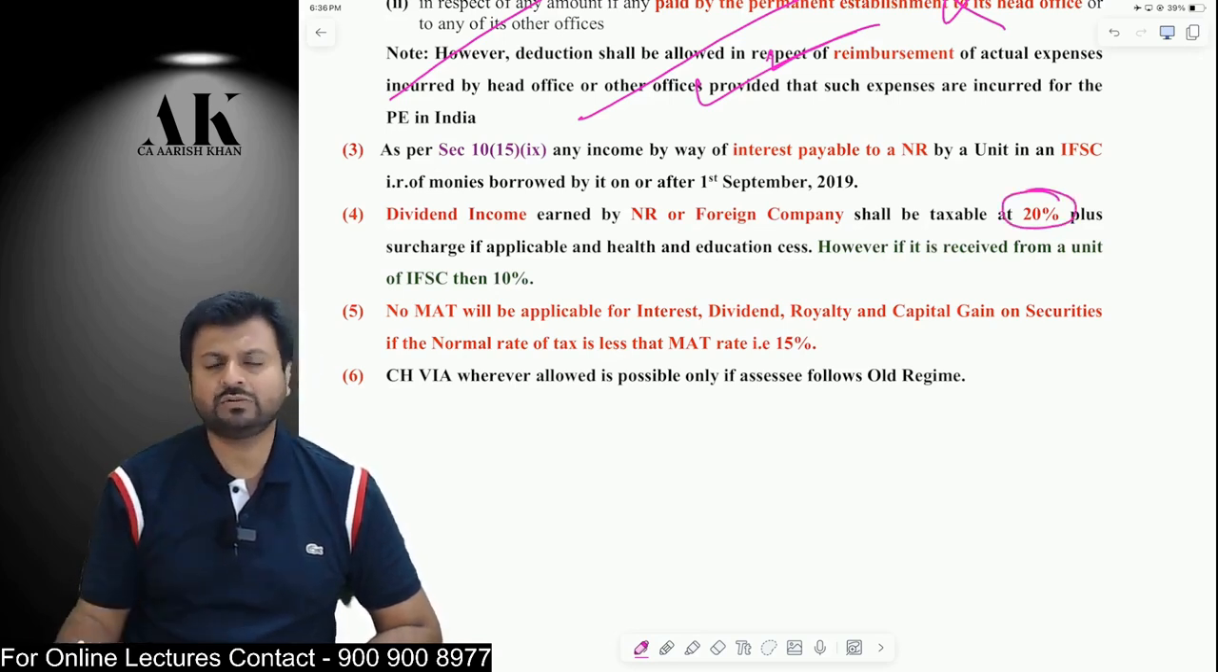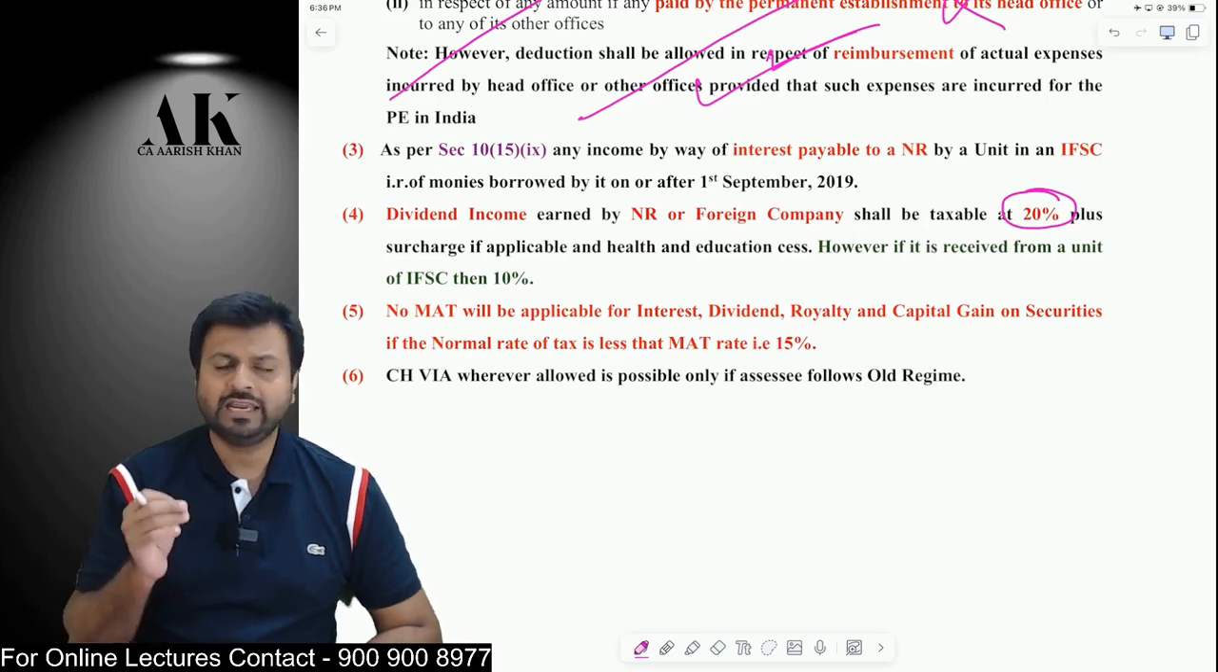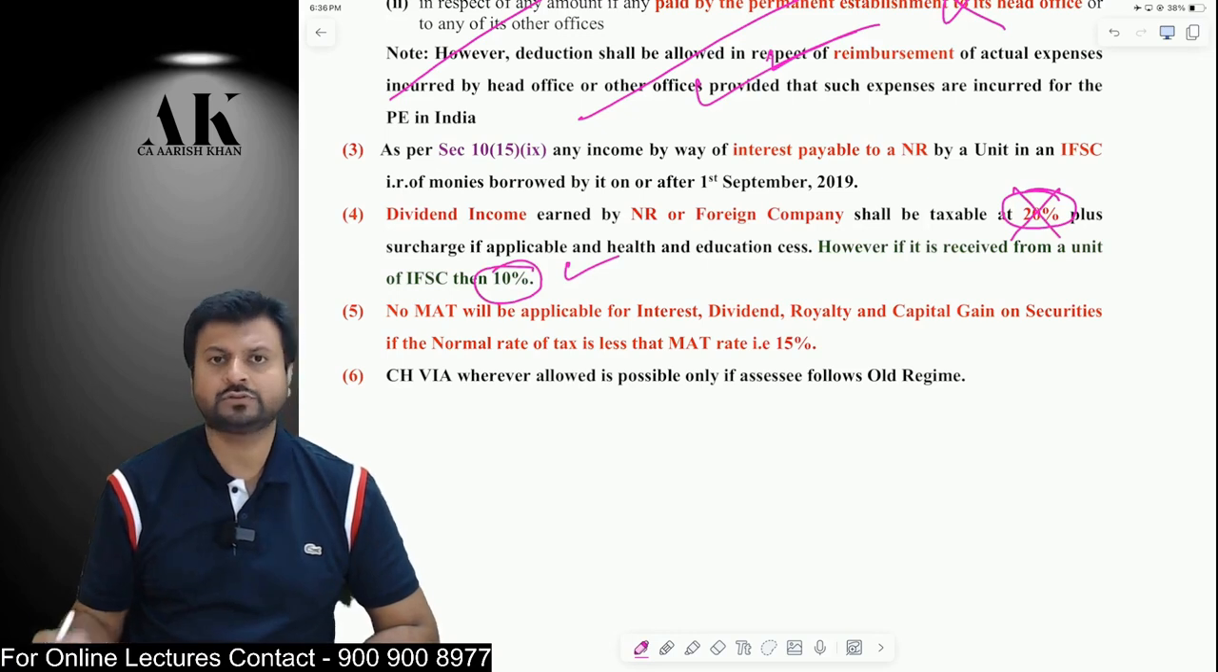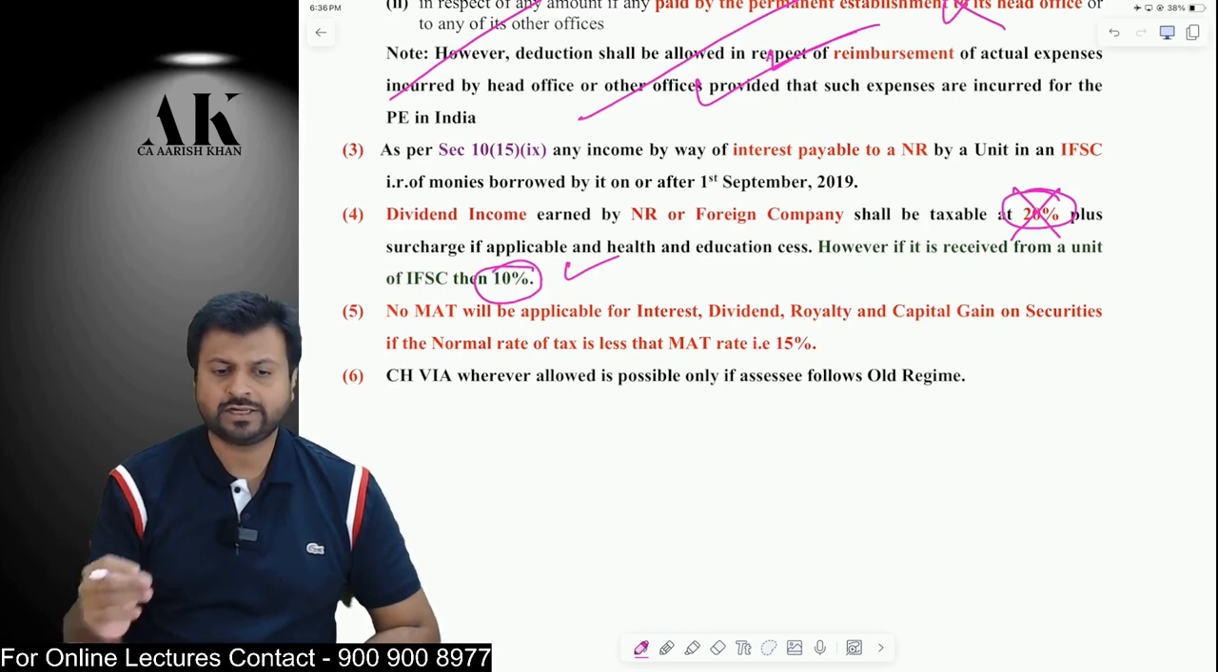But there is a Finance Act 2023 amendment which says that if a non-resident or foreign company has invested in a unit of IFSC and they receive dividend from the unit of IFSC, then the dividend will be taxable at only 10%, not 20%. So if the non-resident or foreign company has invested in the units of IFSC and is getting some dividend from there, that will be taxable at 10% instead of 20%.